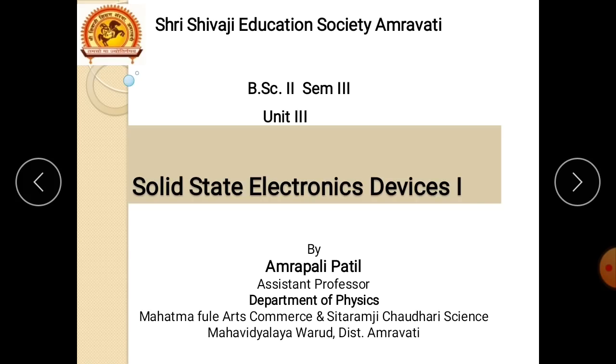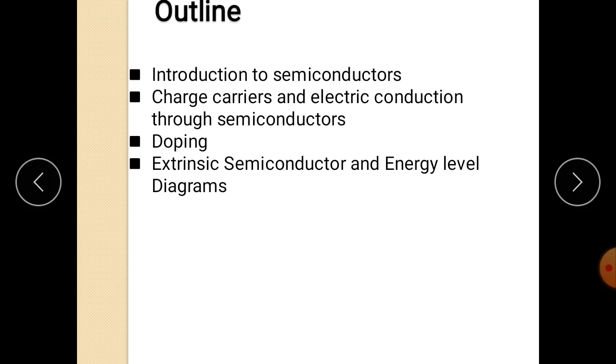This is our second lecture and today we will discuss the introduction to semiconductor. These are the outlines for the topic. Here we will discuss the introduction to semiconductor, charge carrier and electric conduction through semiconductors, doping, extrinsic semiconductor and energy level diagrams.